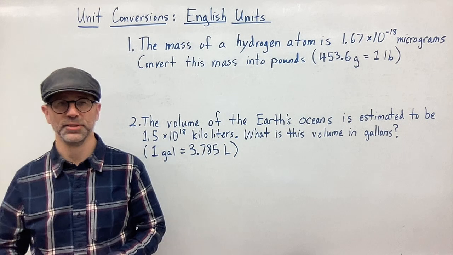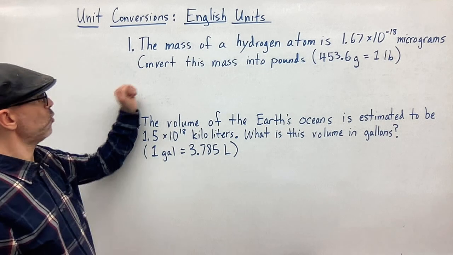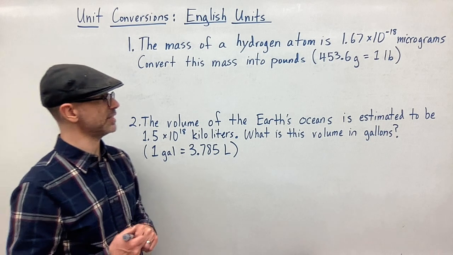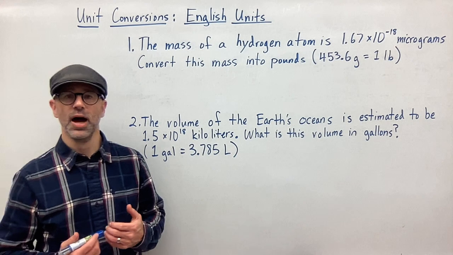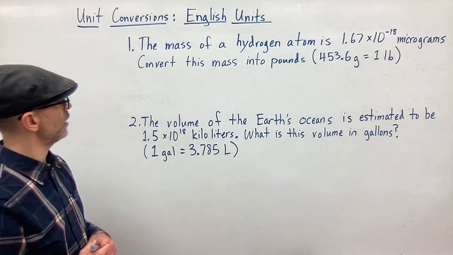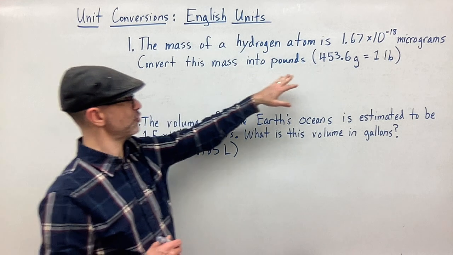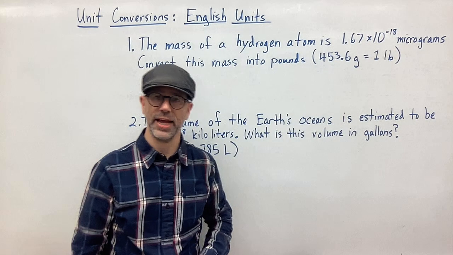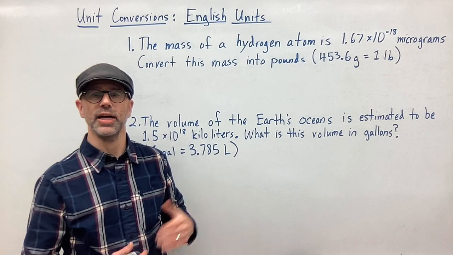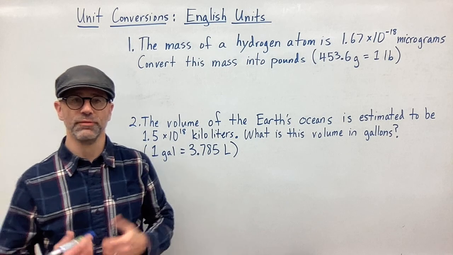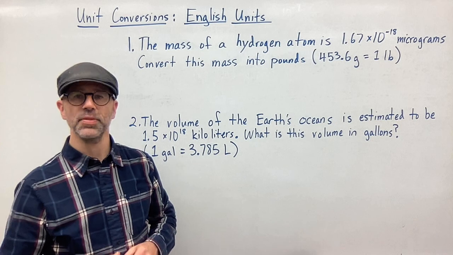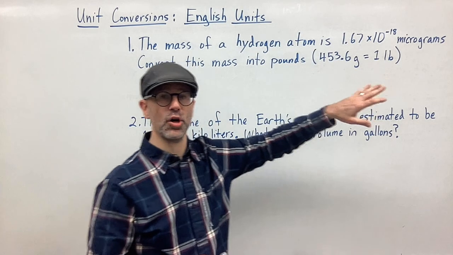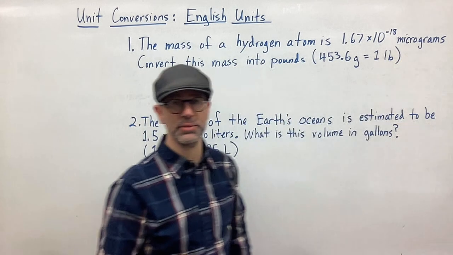So let's start this. Okay, so for number one, the mass of a hydrogen atom is said to be 1.67 times 10 to the negative 18 micrograms. They want you to convert this mass into pounds, and you're given the relationship of 453.6 grams is equal to 1 pound. So the first thing you want to do is start with what you're given. It looks like since we're given grams to pounds, we want to convert first our micrograms into grams.